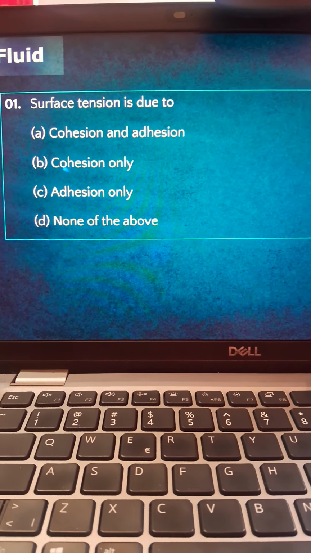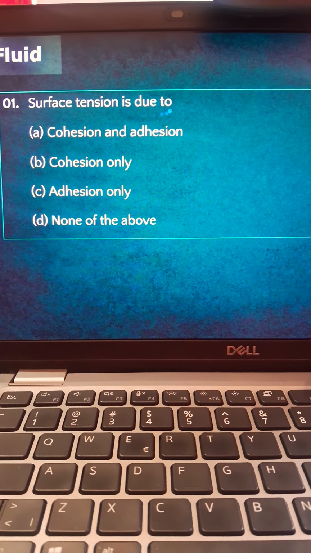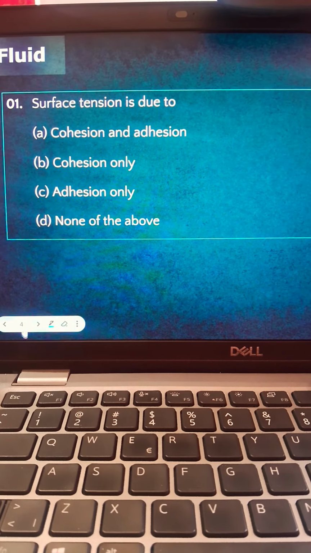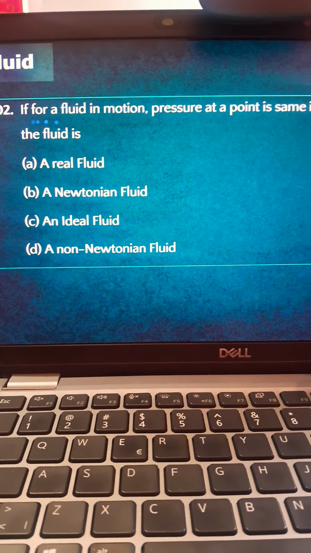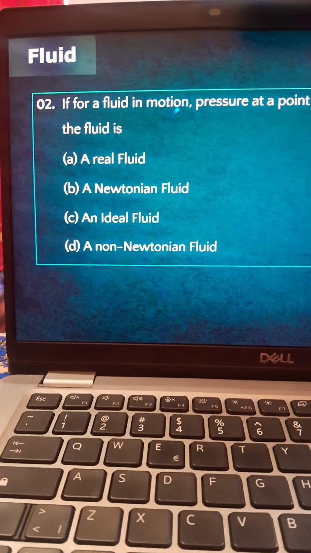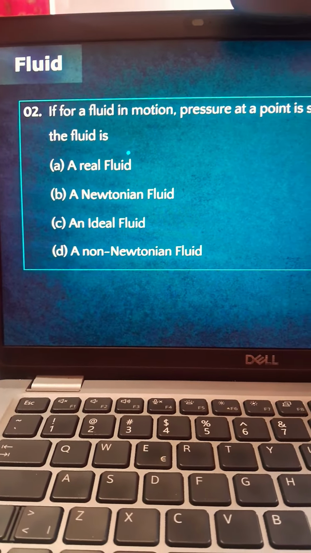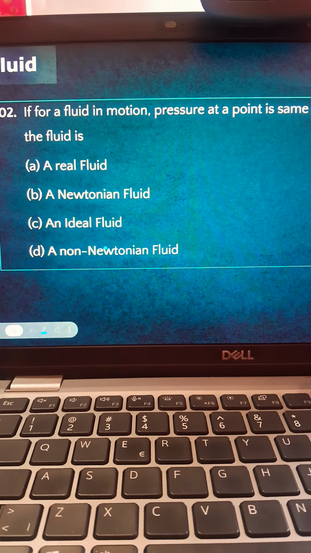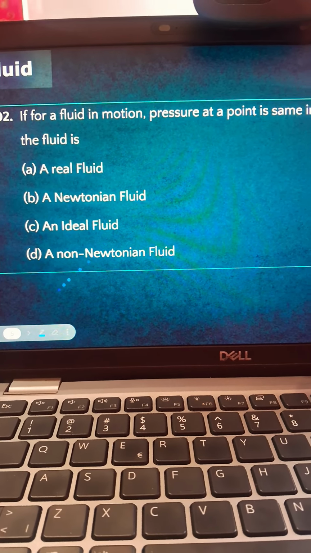The first question says, surface tension is due to. The surface tension is due to the cohesion only. You know that, right? The next question: if for a fluid, pressure at a point is the same in all the directions, then that fluid is called what? So the pressure is the same in all the directions. That is the Pascal's law, and that is valid for the ideal fluids.